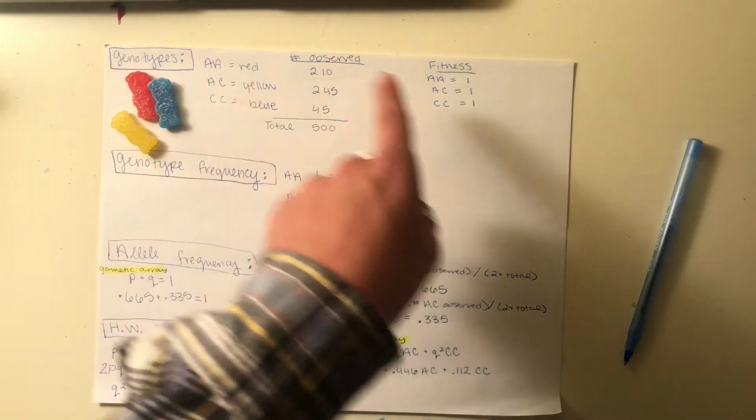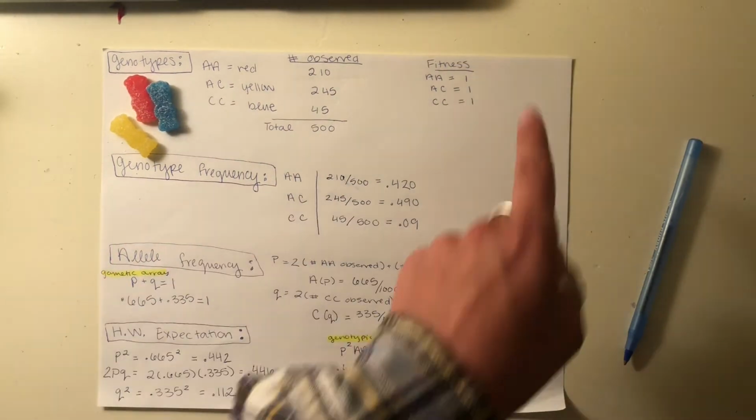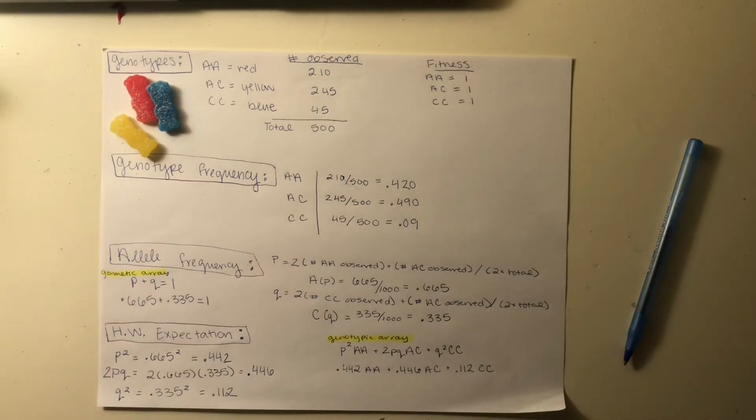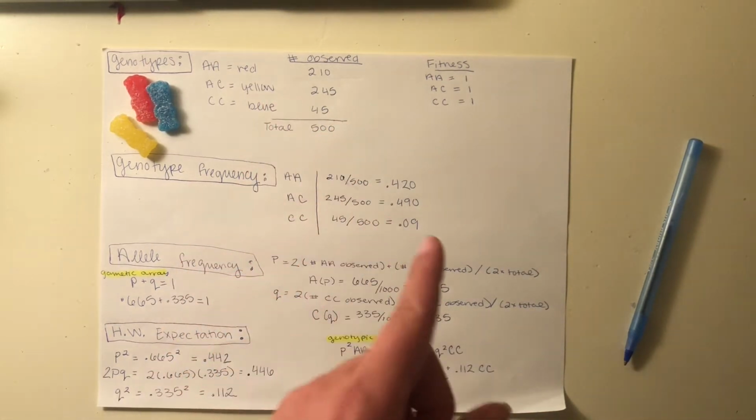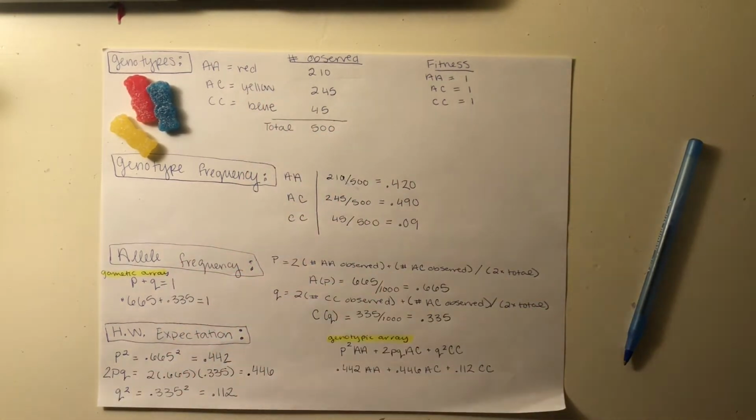First, we're going to start off with how many we have in the total population. All the fitness is 1 because they're equally fit. Now, to find the frequency, we're going to divide each by the total population. That is going to get our percentage of each genotype.